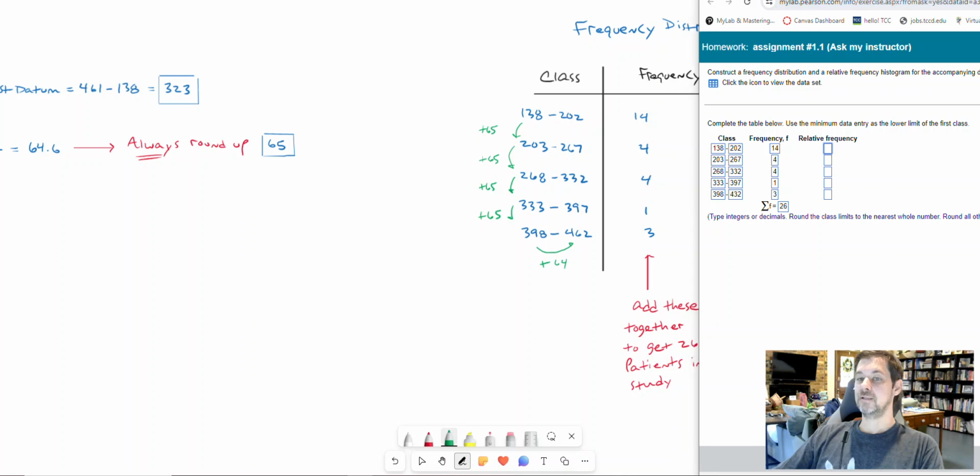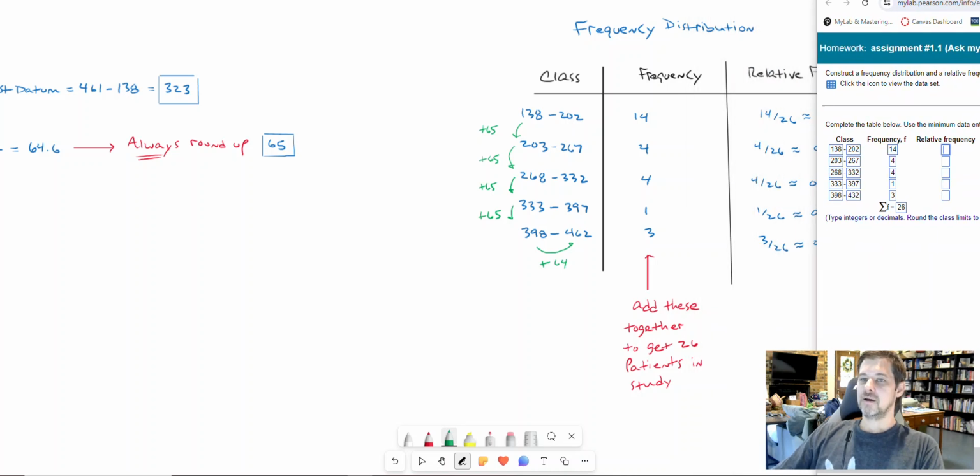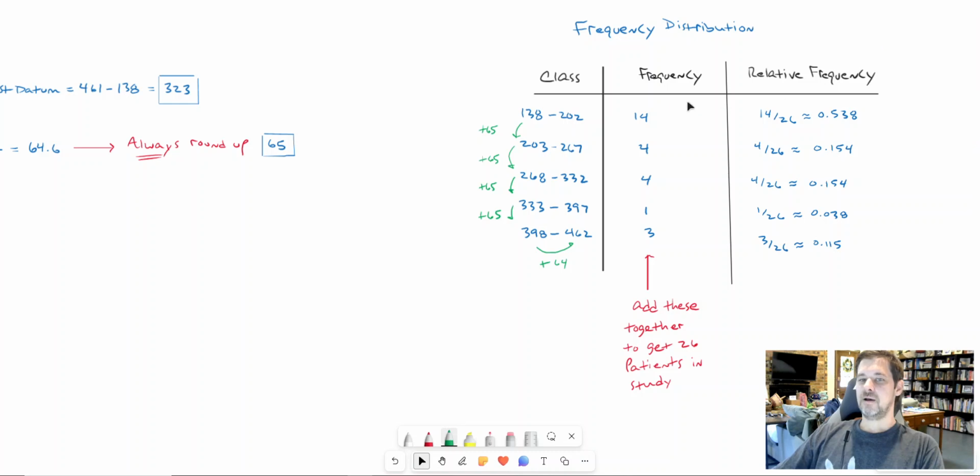Last thing is the relative frequency. Relative frequency means it's like saying how many out of the total. There might be 14 patients in this study that have triglyceride measurements between 138 and 202. But 14 out of what? Whether 1,000 patients, that's not very many. 14 out of 1,000, there weren't very many in this range. So to find the relative frequency, you just do the frequency out of the total. If there are 14 patients that had triglycerides like this, the relative frequency is 14 out of 26.